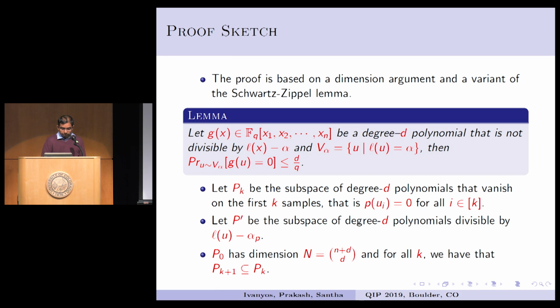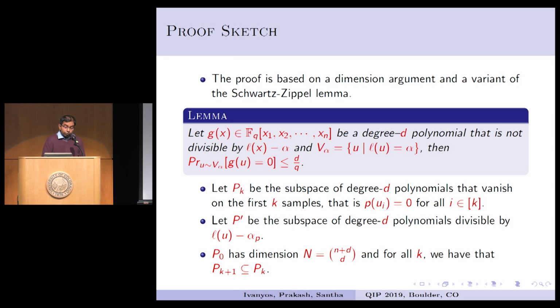So remember, we are studying all the polynomials which vanish on the samples u_i, which are IID from the AL distribution. So let's define P_k to be the space of the degree d polynomials which vanish on the first k samples. And let P prime be the subspace of all the degree d polynomials which are divisible by l(u) minus alpha p. So the theorem that we want to prove is that for large enough k, P_k should be a subset of P prime.